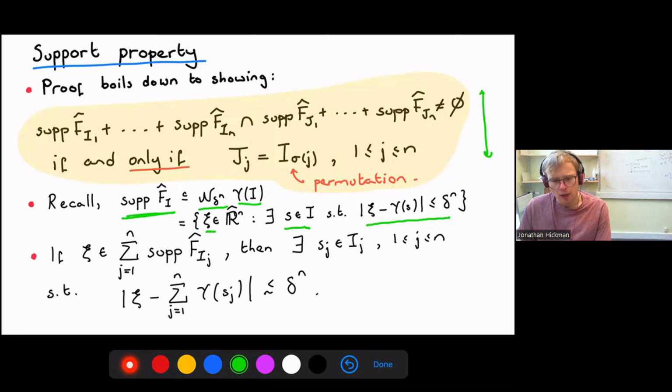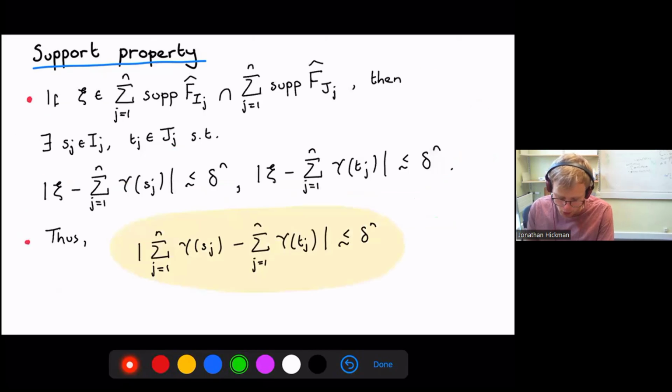Okay. So if we have a point ξ that lies in the Minkowski sum of these supports, then there must exist a whole bunch of points s_j, for each j going from 1 to n, such that the distance between ξ and the sum of the γ(s_j)'s is at most delta to the n. Okay. So this is just unraveling the definitions in the setup.